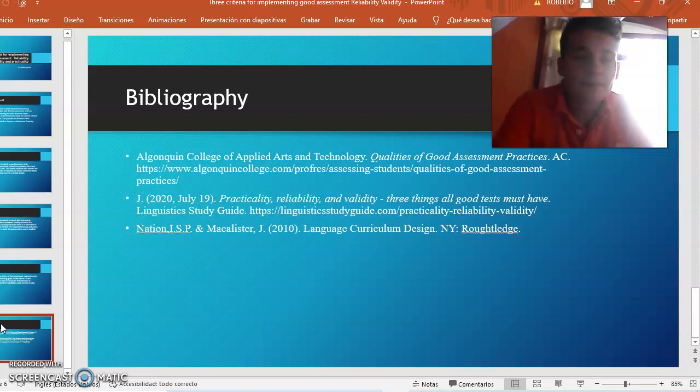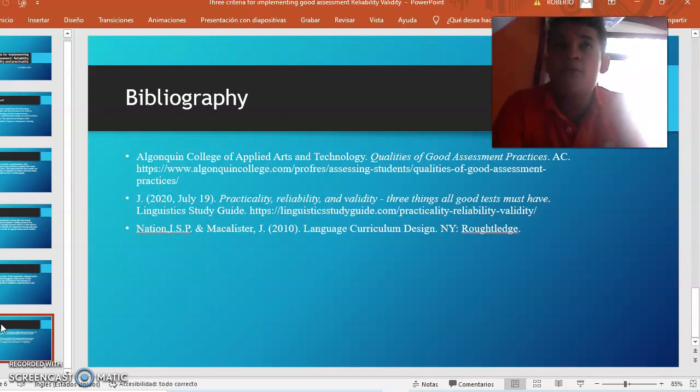In conclusion, I can say that the three criteria for implementing good assessment are really necessary. That being said, reliability is necessary because a teacher needs to identify if a student is really learning, is really getting the knowledge from the lesson by having the student take the test twice. It really helps a teacher measure the score and identify if the student is having trouble or if the student is learning the lesson.